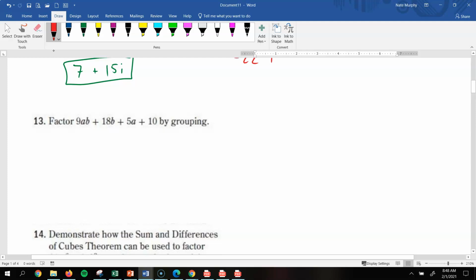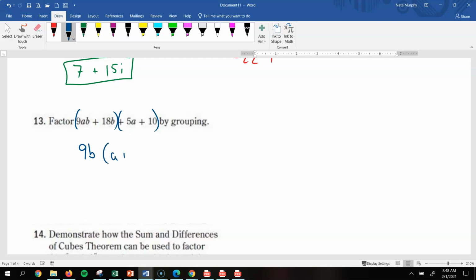All right, let's look at number 13. This is a factoring problem that asks us to factor. This has got 4 terms in it. This is one of the last things we learned about. Remember, there's 4 terms. We're going to group together the first 2 terms and the last 2 terms. So in the first 2 terms, I look for the greatest common factor. I see that both of those are divisible by 9. I also see that they both have a b, so I'm going to factor out a 9b. That would leave me with a plus 2.